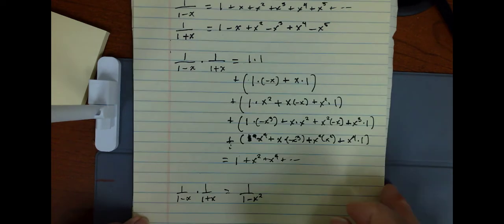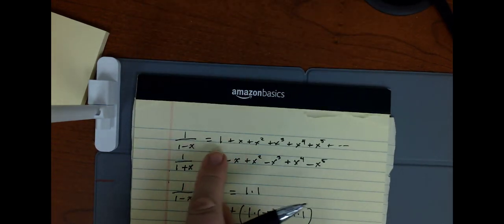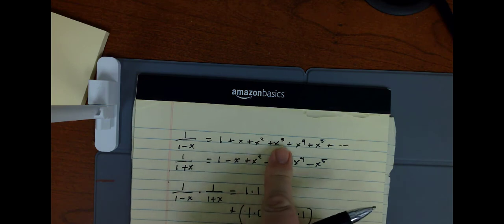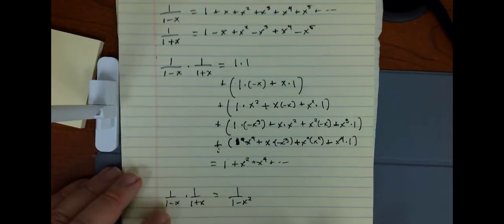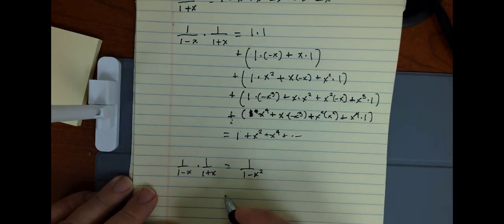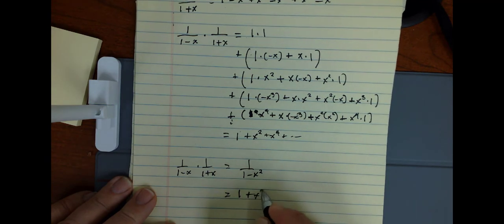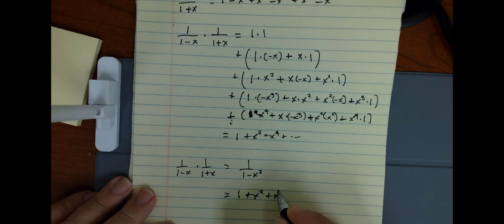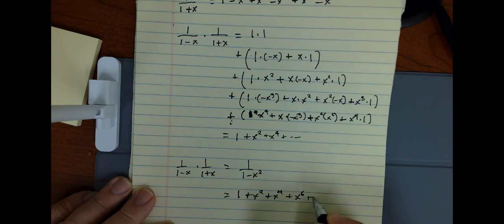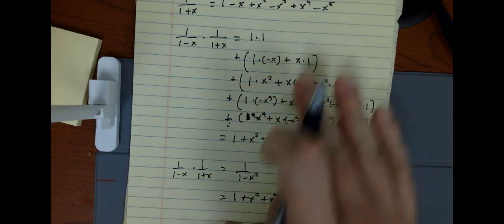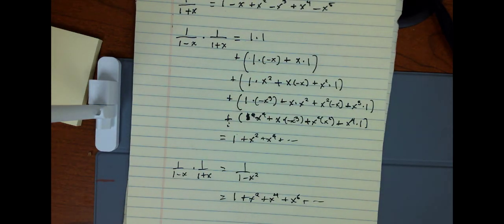And to get it as an infinite series, I just replace each of the x's here with an x squared, which will give me 1 plus x squared plus x to the fourth plus x to the sixth, etc., exactly like what the Cauchy product gave me.